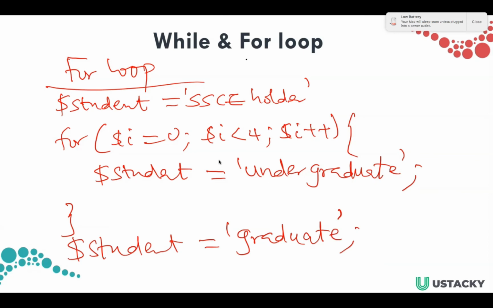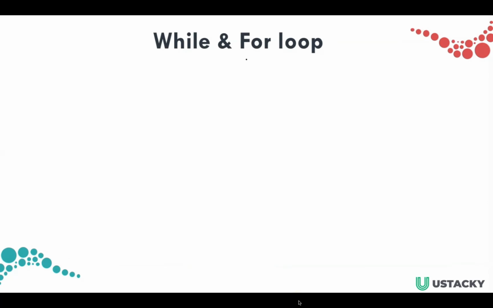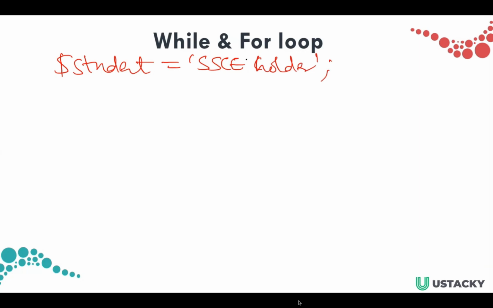Let us write for the while loop academic calendar. For the while loop academic calendar, at the starting point also, the student holds an SSCE certificate. So we have SSCE holder. Now the requirement that is certain is that when he completes all the required courses, then he becomes a graduate. Otherwise, he remains to be an undergraduate.